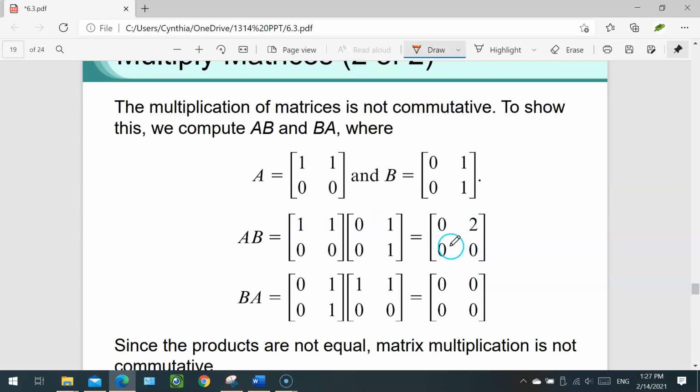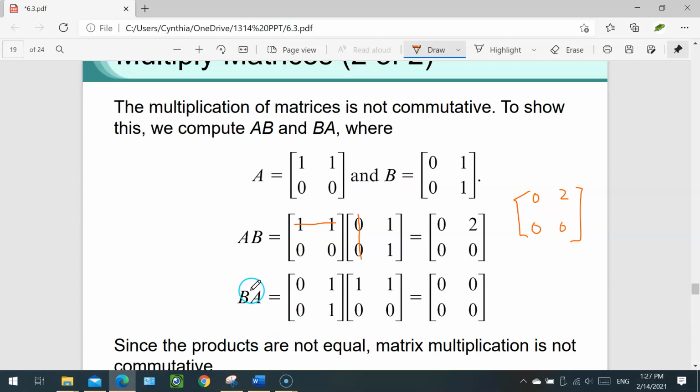And the reason they get 0, 2, 0, 0: if you use row 1 multiplied by column 1, you will get 0, right? Row 1, column 1, everything is a 0. Row 1, column 2, you'll have 1 plus 1, which is 2. Row 2, column 1, since everything has 0, you get a 0. Row 2, column 2, since you have the 0 here, multiplied by 1, you still get a 0.